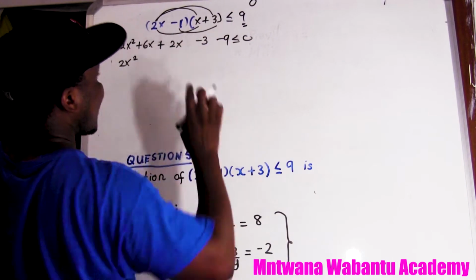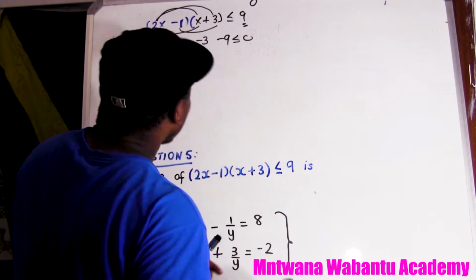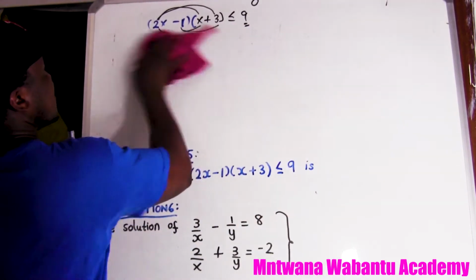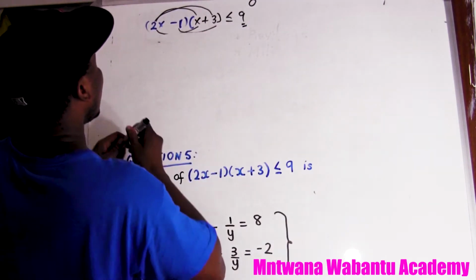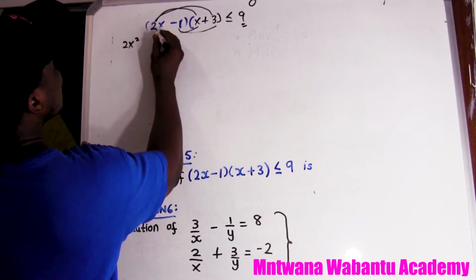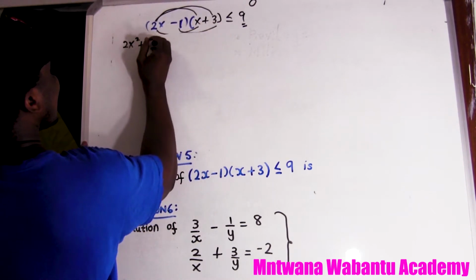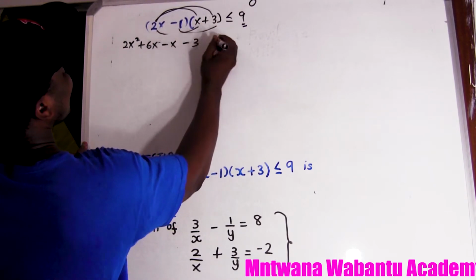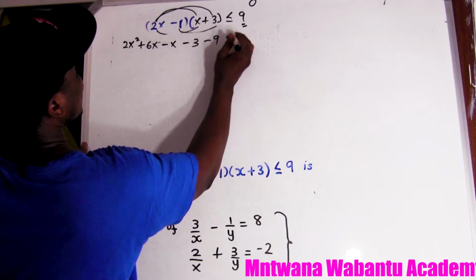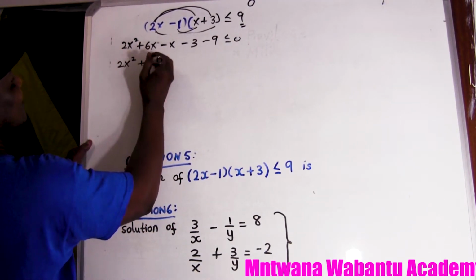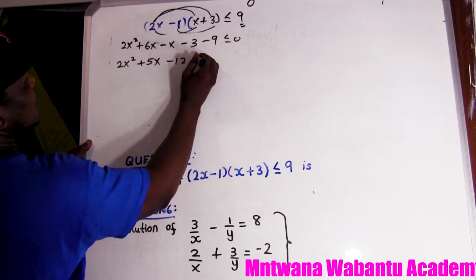Excuse me. I made a mistake. I apologize. So now we go 2 times x, 2x squared. 2 times 3, 6x. Negative 1 times x, negative 1 times negative 3. Take it over. Negative 9 less than or equal to 0. Now we go 2x squared. This and that is going to be plus 5x. Negative 12 less than or equal to 0.